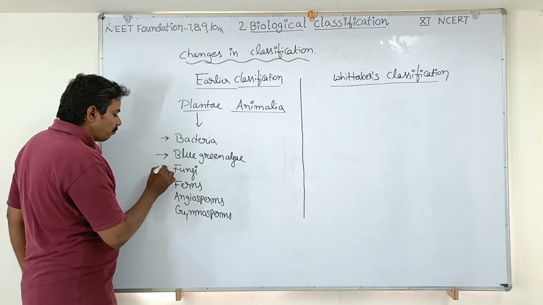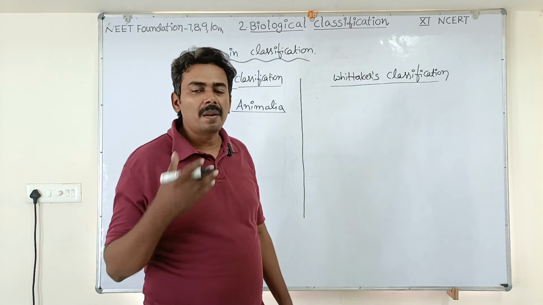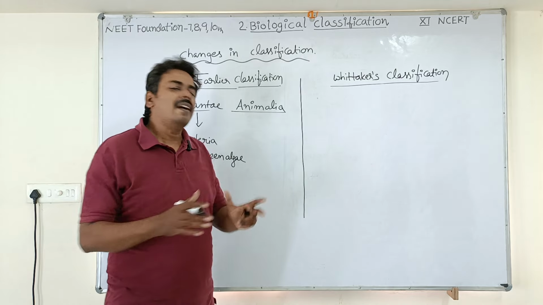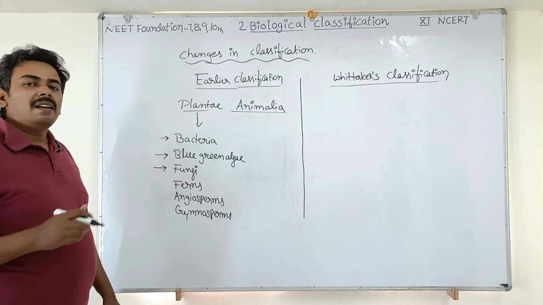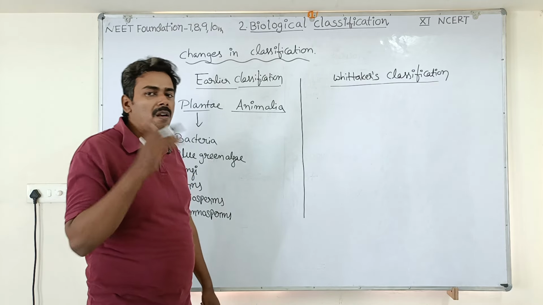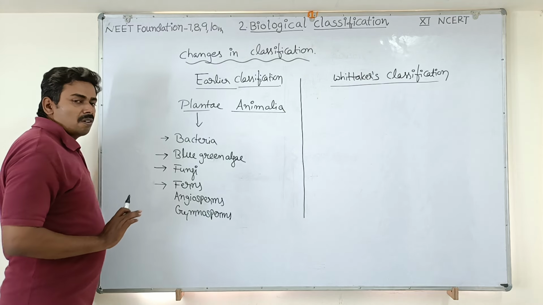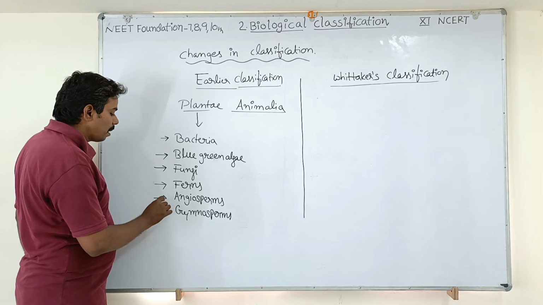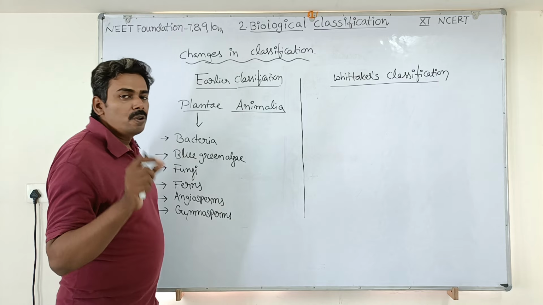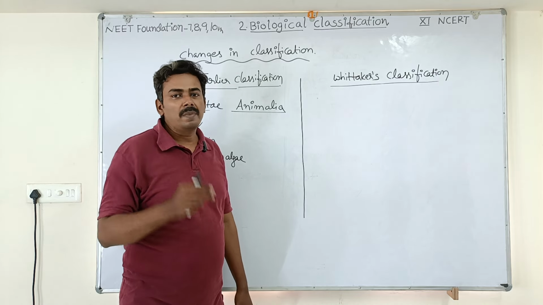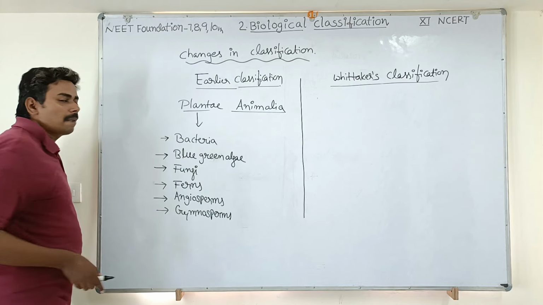Next, fungi. Fungi are heterotrophic multicellular organisms. Some are saprophytes and some are parasites, which we have discussed in the last class. Fungi cannot prepare their own food, but even though, the fungi were placed under the plant kingdom. Why? Because they also have a cell wall, which is a common character. And ferns are a kind of plants which do not produce seeds. Angiosperms are the plants which produce seeds inside the fruits. Gymnosperms are the plants which produce seeds directly without fruits. That means the seeds will not be enclosed inside the fruits. So all these were included under the plant kingdom.